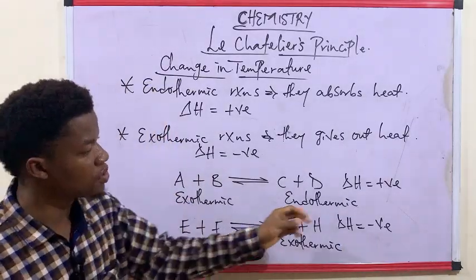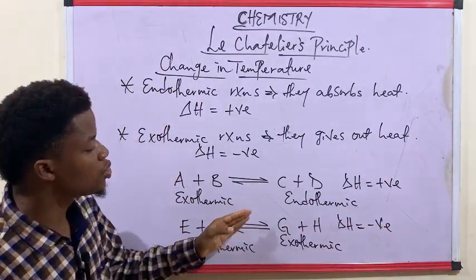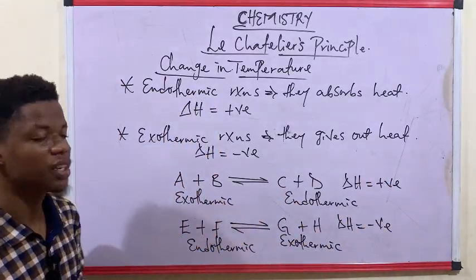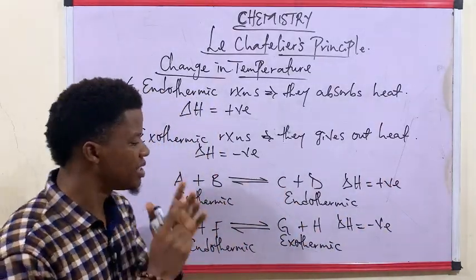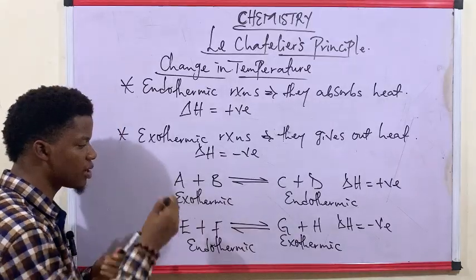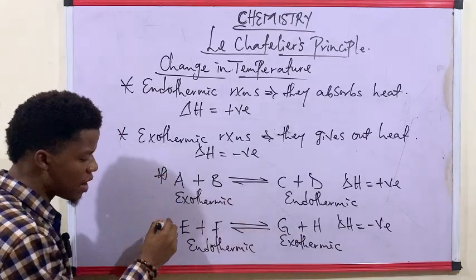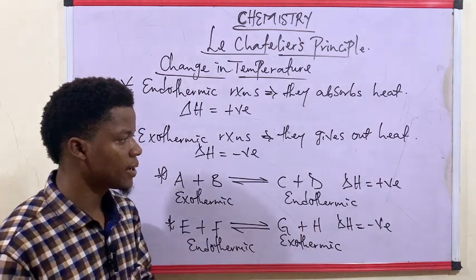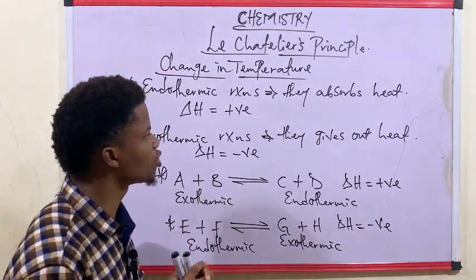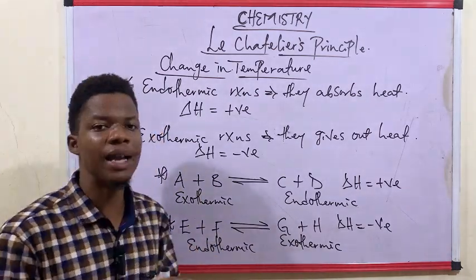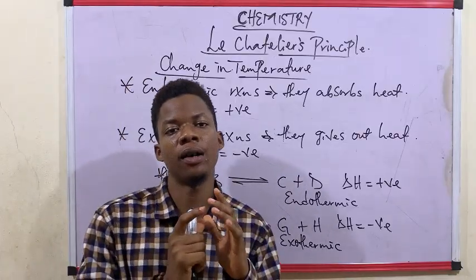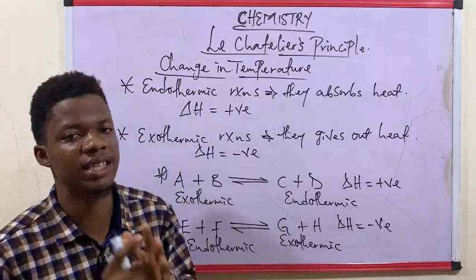But in a reaction, if you see delta H positive, it means your right hand side is endothermic, your left hand side is what? Exothermic. You have to take note of this. Very, very important. Another thing you also need to open your mind to is the area of the constant, the equilibrium constant K.